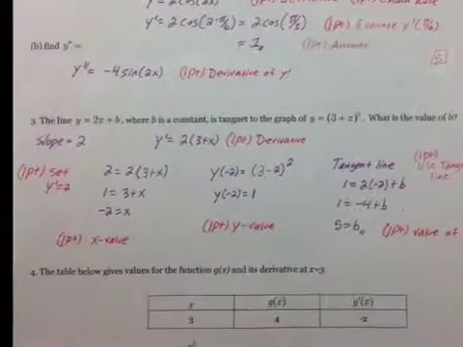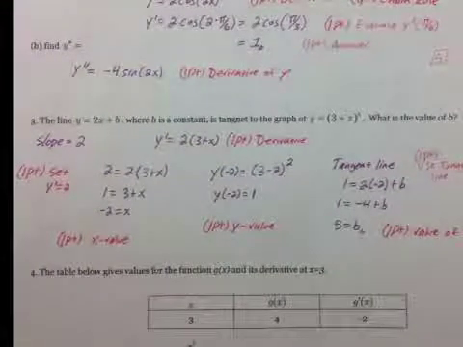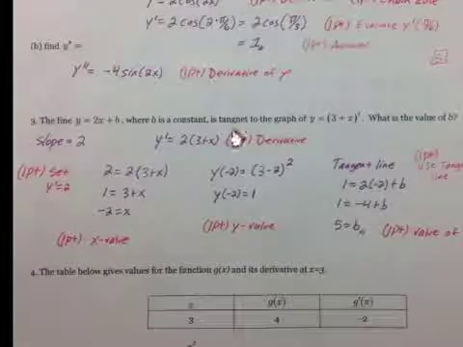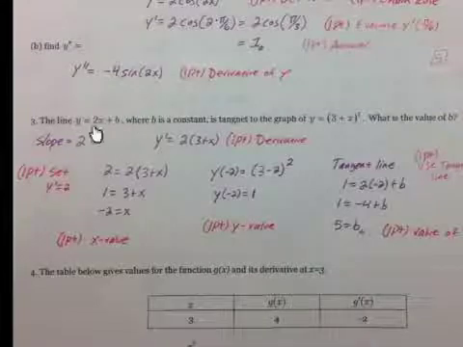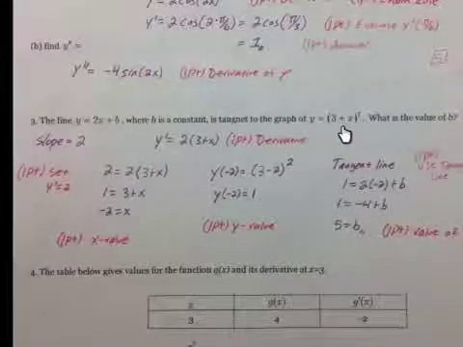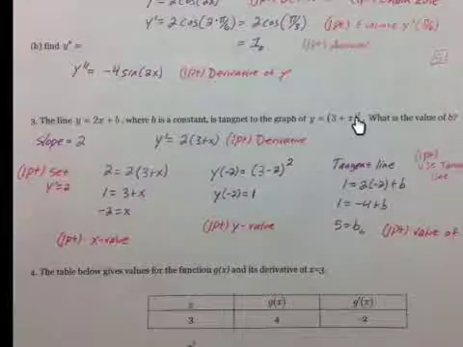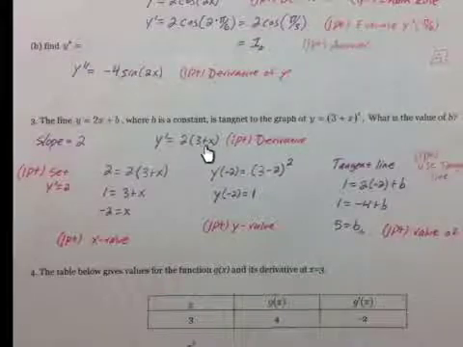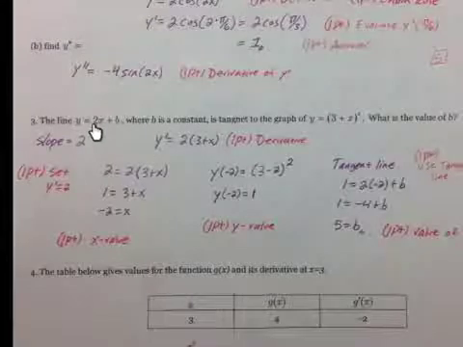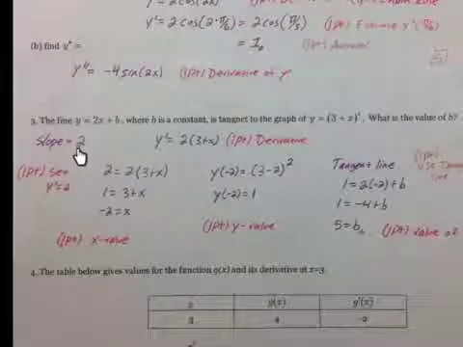For number 3, it's saying that this is the line tangent to the curve. You want to find the value of b. So this tangent line has a slope of 2. You can find the derivative by doing the power rule by dropping the 2 in front, keeping the inside the same, and so this is the derivative. So basically the derivative needs to equal 2, because that's what the slope of a tangent line is.